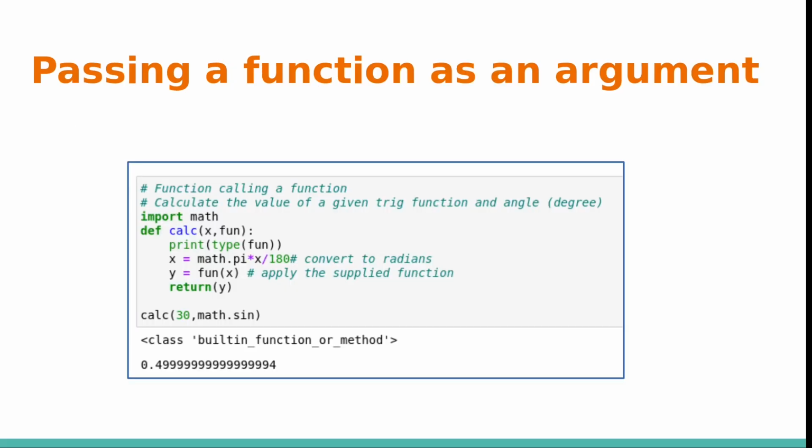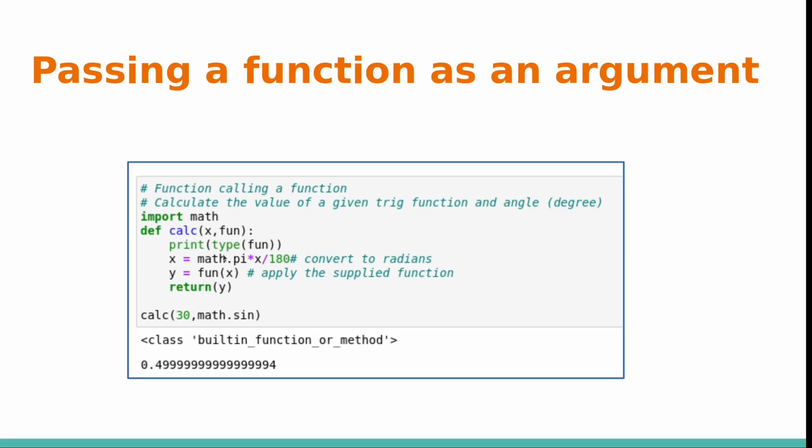So let's look at an example of how to pass a function as an argument. I have defined a function called calc, and calc takes x, which is the angle in degrees, and fun, which is basically a trigonometric function. Then it takes this x in degrees and converts that to radians. For example, if I pass 30 degrees, it'll take 30 divided by 180 and multiply it times 3.14, the math.pi, and takes that as x and then passes that x, which is the angle in radians, to a function and calculates y and returns that y.